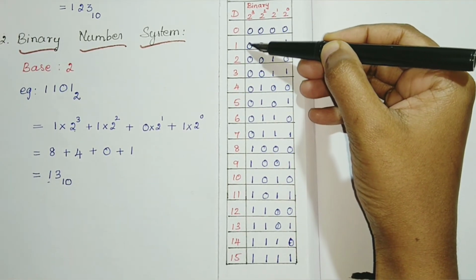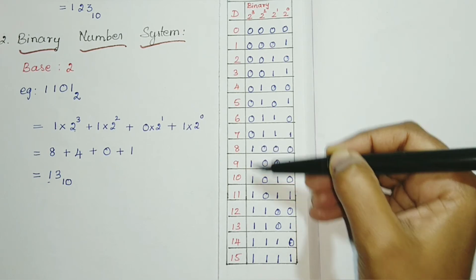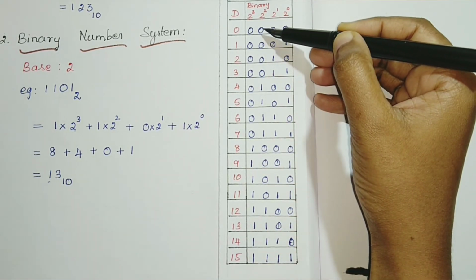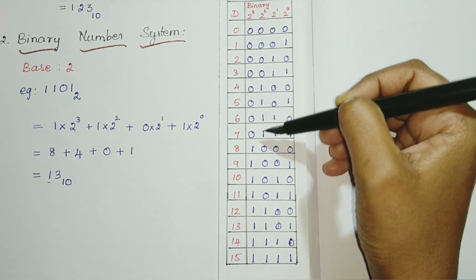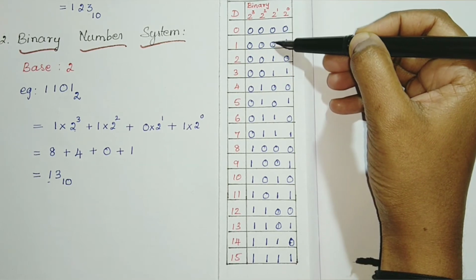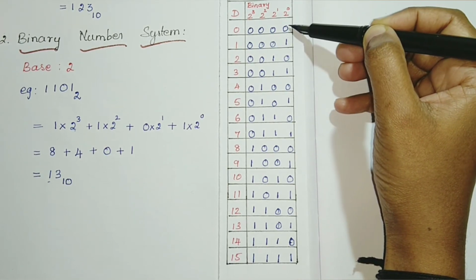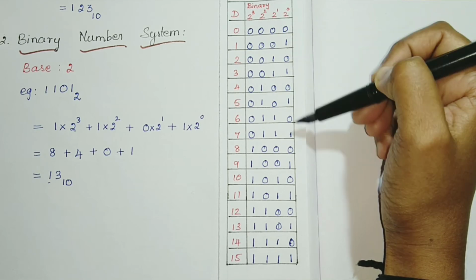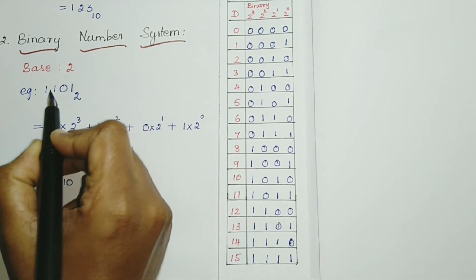And the first column, 8 times 0, 8 times 1. Second column, 4 times 0, 4 times 1. Third column, 2 times 0, 2 times 1. And the last column 0, 1, 0, 1. In this order, if you write, then the table is correct.